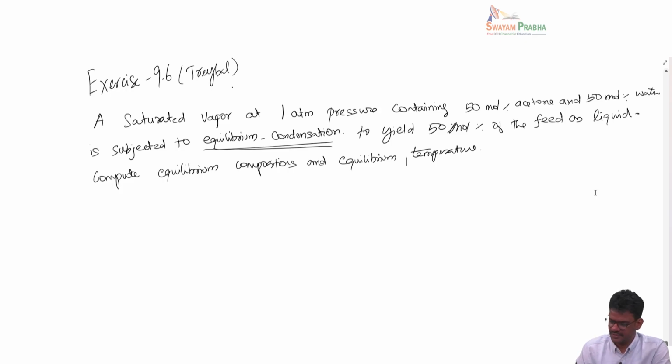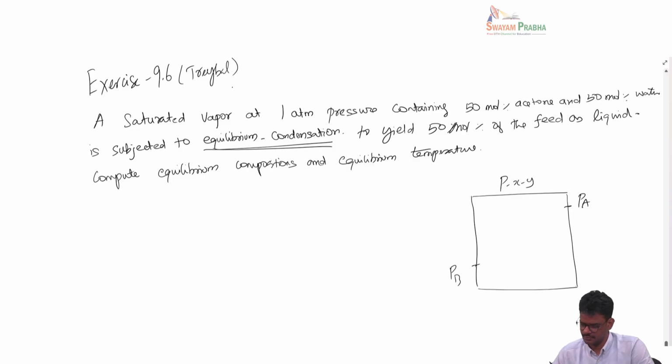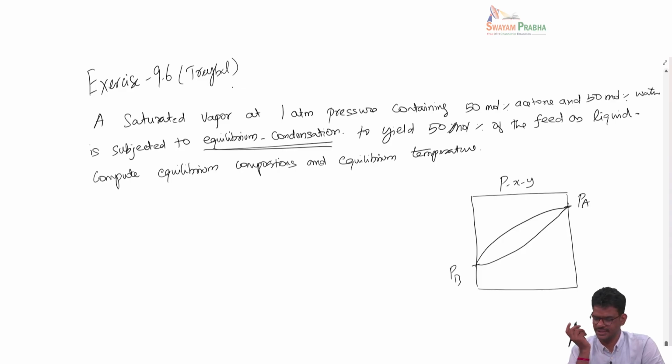So in this problem, if I have to draw this PXY diagram, in flash distillation or flash vaporization, we come from liquid to the two-phase mixture. In partial condensation, we do the opposite. We start with the vapor phase somewhere here, and then we condense it. That means we go somewhere here, and corresponding to this point, there will be an equilibrium composition. This is corresponding to the operating condition for partial condensation.